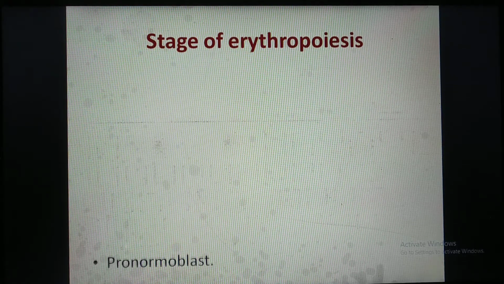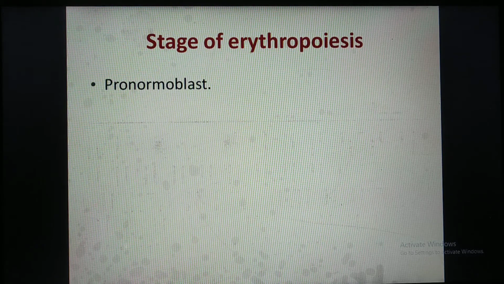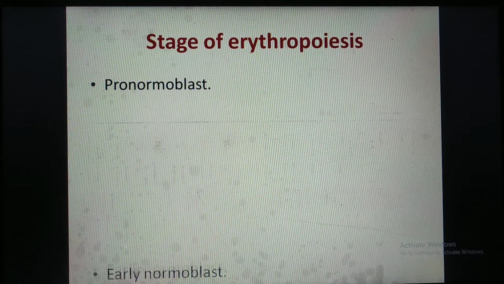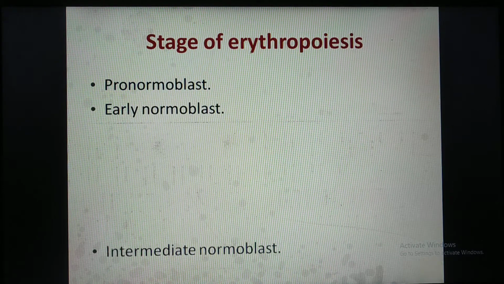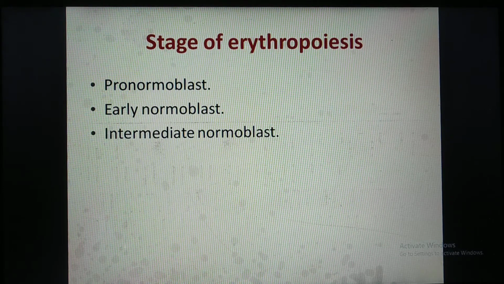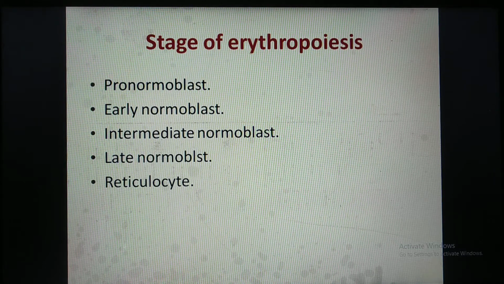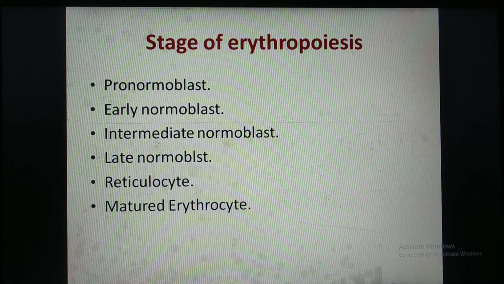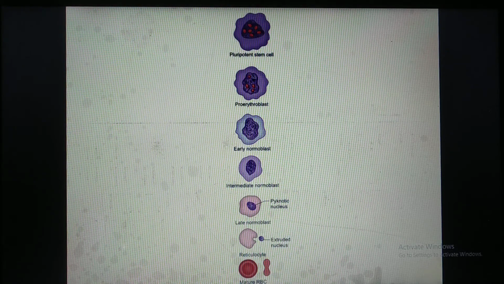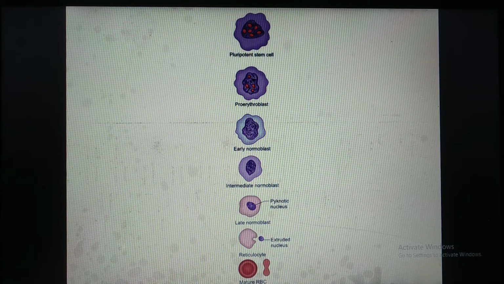Stages of erythropoiesis. First stage pro-normoblast, second early normoblast, third intermediate normoblast, fourth late normoblast, fifth reticulocyte, last matured RBC or erythrocyte. Diagram for erythropoiesis.